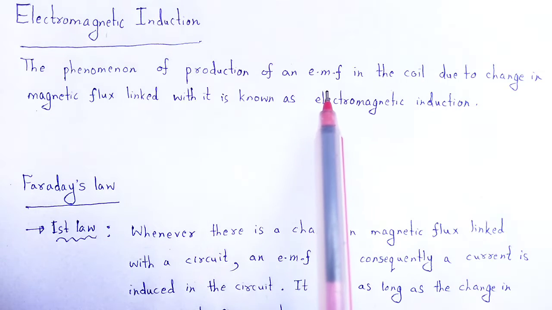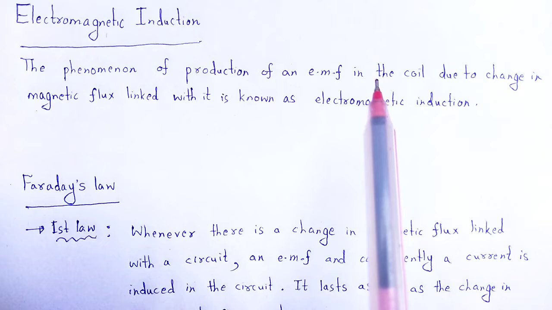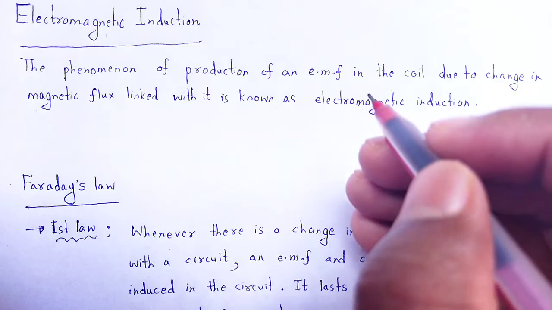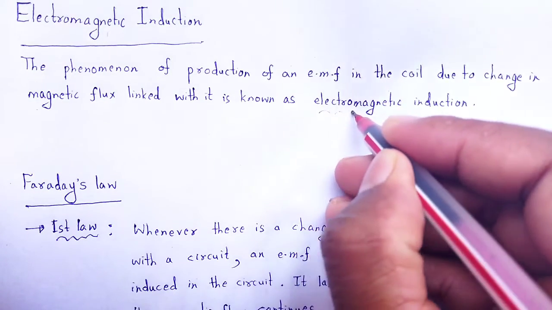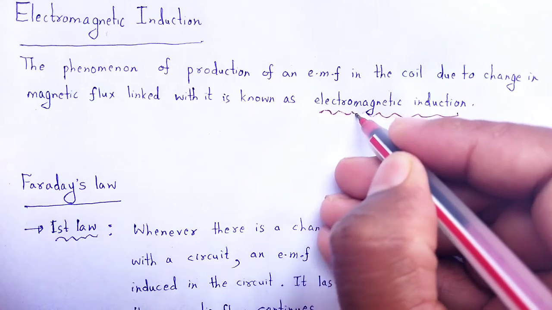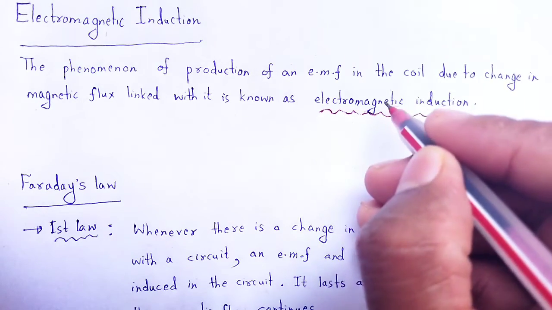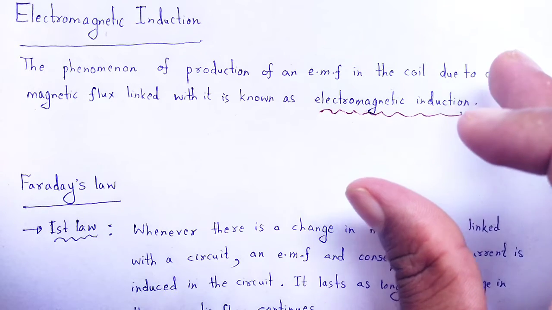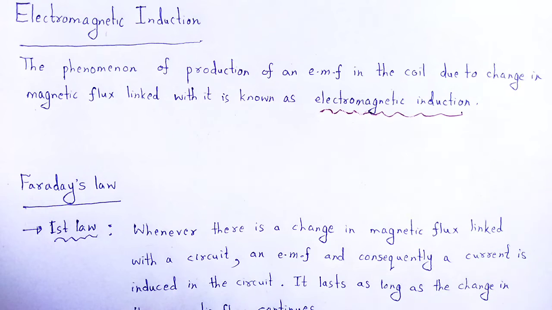Means the production of an EMF in the coil due to the change in magnetic flux linked with it is known as electromagnetic induction. Electric current from magnetic field. That phenomenon was first observed by the scientist Michael Faraday. So, he proposed two laws regarding electromagnetic induction, named Faraday's laws of electromagnetic induction.